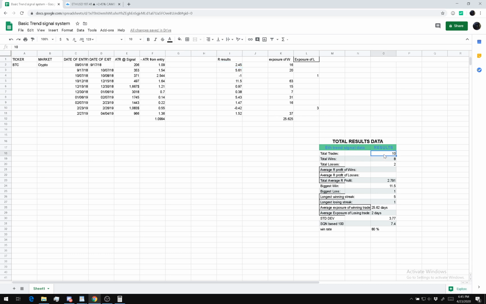We had total trades 10, total wins 8, total losses 2. My average R profit was 2.791. So for every dollar I risked, I'm averaging a $2.7 return, which is pretty insane. My biggest win was 11.5 R. Your biggest loss should always be 1 R. Should always be 1 R.